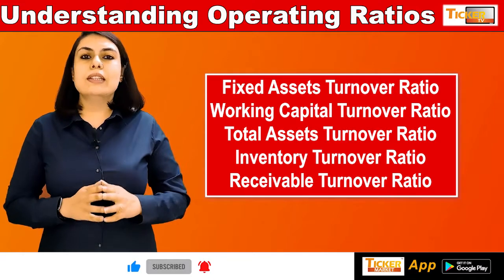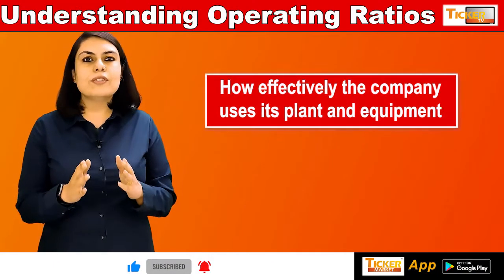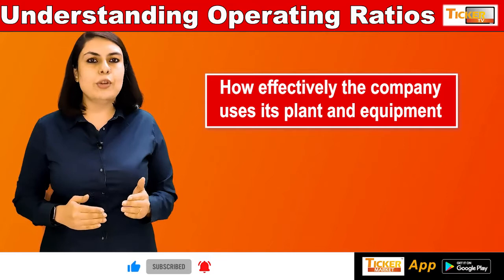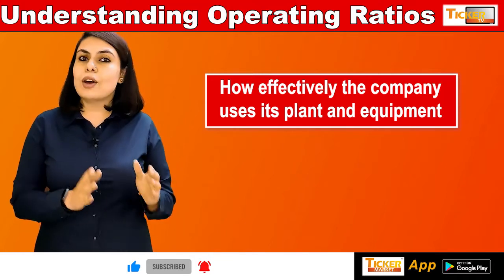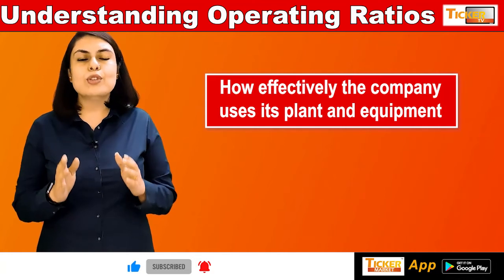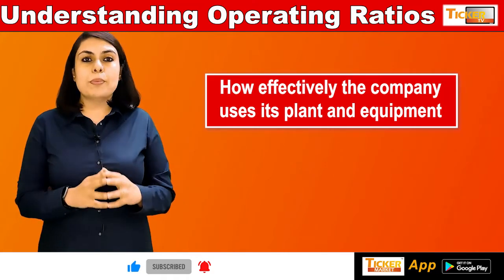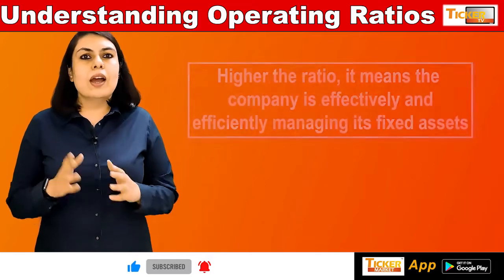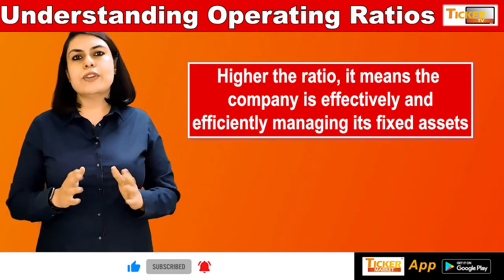Now let's understand these ratios in detail. The first is the fixed assets turnover ratio. It tells us how effectively the company uses its plant and equipment. The fixed asset turnover is an efficiency ratio that indicates how well or efficiently a business uses fixed assets to generate sales. Fixed assets include property, plant, and equipment. The higher the ratio, the more effectively and efficiently the company is managing its fixed assets.